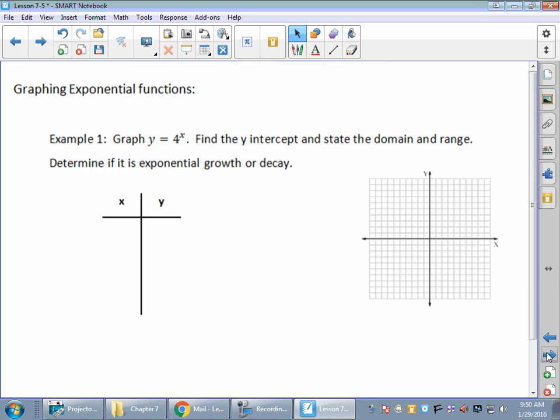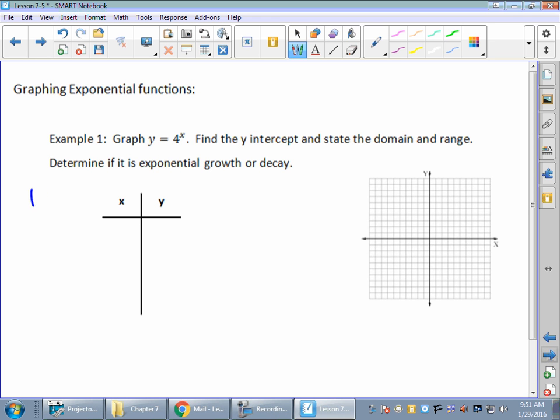All right, so I want to do all 3 of these examples because they all show something different, and that way you've got something in your notes. So let's graph these exponential functions. My first function is y equals 4 to the x power. It says to find the y-intercept. We know where to look for that. Let's do the graph and then look. State the domain and range and decide if it's exponential growth or decay.